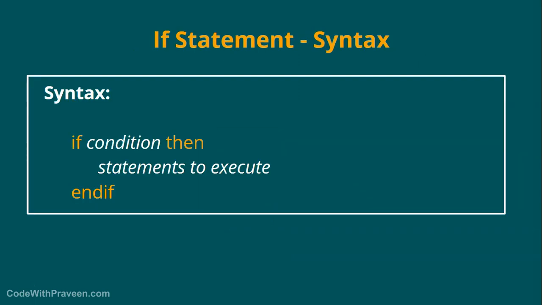Now let us look at the syntax of these if statements. As you can see below, the if statement syntax is quite simple. We have the if keyword followed by the actual condition, then the then keyword followed by the statements to execute. Finally, we end with end if. So what happens is if this condition is executed, if it is true, then these statements get executed. Otherwise, it comes to this next set of lines, which is over here.